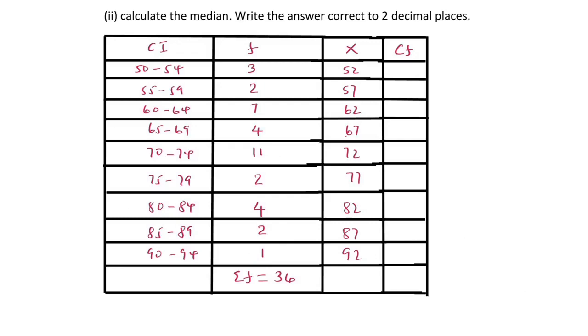For Roman 2, we are supposed to calculate the median and write the answer correct to 2 decimal places. To find the median, we are going to add another column in our table for the cumulative frequency. For the first one we are going to take 3. For the second one, 3 plus 2, which equals 5. For the third one, 5 plus 7, which equals 12. Then using the same approach, we are going to fill the remaining parts.